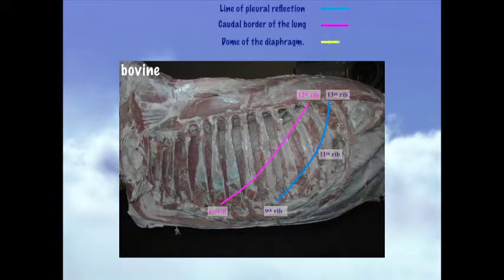And then our dome of the diaphragm, notice that it's much different in that it's kind of boxy in the front. That's because of the presence of the rumen. So it's low in the 6th up to about the middle of the 6th rib, and then high in the 12th.